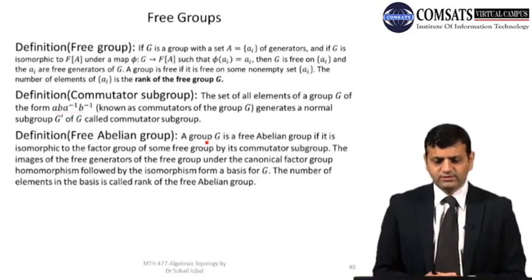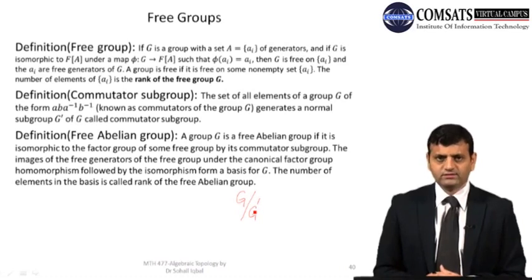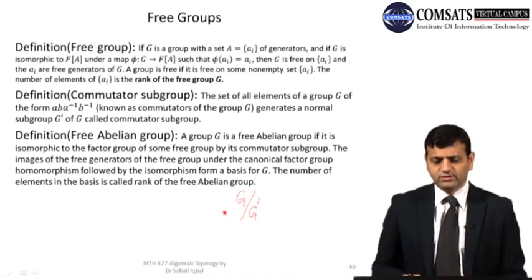So, a free abelian group. A group G is free abelian if it is isomorphic to the factor group of some free group by its commutator subgroup. If I take a group and its quotient with the commutator subgroup, I'm requiring that the resulting group will be abelian, because when I take a quotient, every element of G prime is going to act like an identity in my new structure.